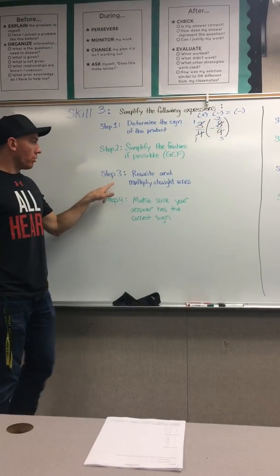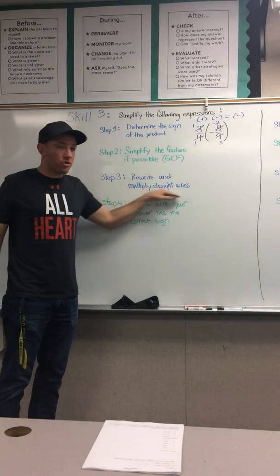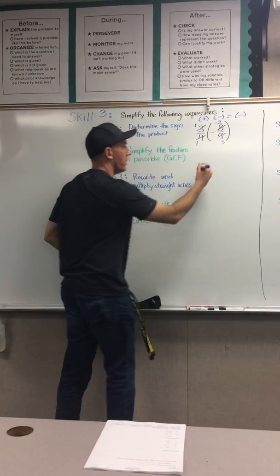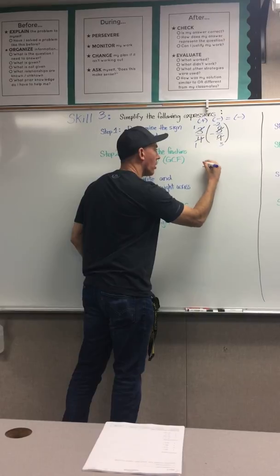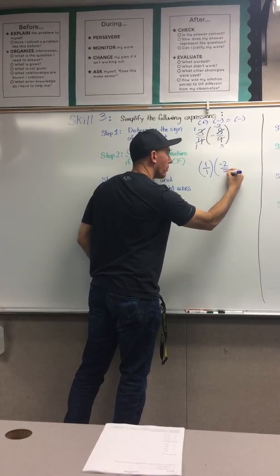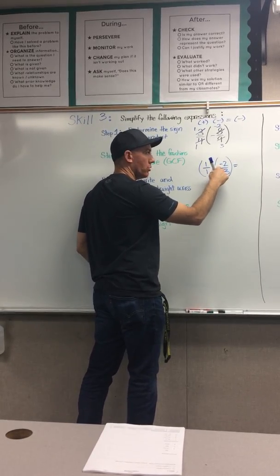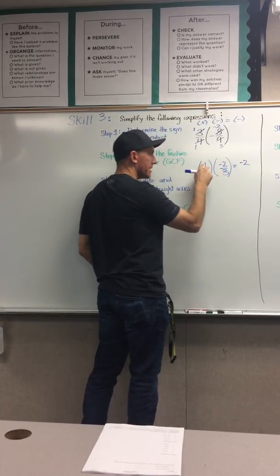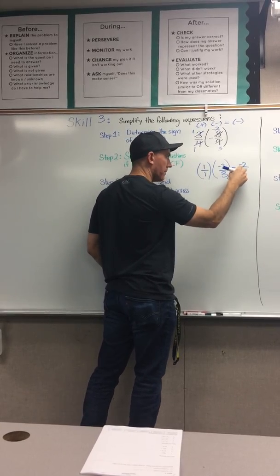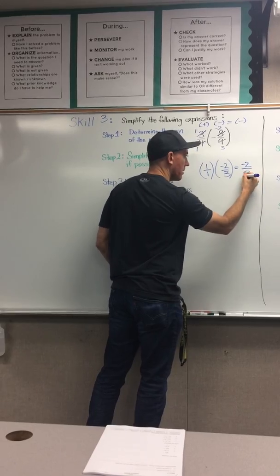Step 3, we're going to want to rewrite this because we've kind of made it messy and we want to multiply straight across. So we rewrite 1 over 1 multiplied by negative 2 over 3. 1 times negative 2 is a negative 2, right? The same as a negative is a negative. 1 times 3 is 3.